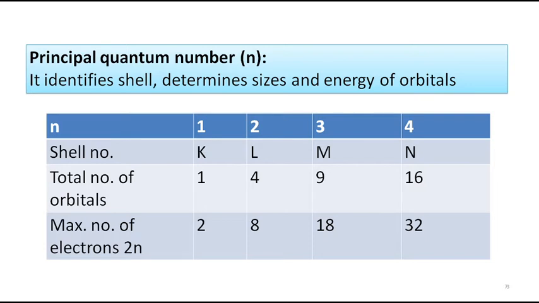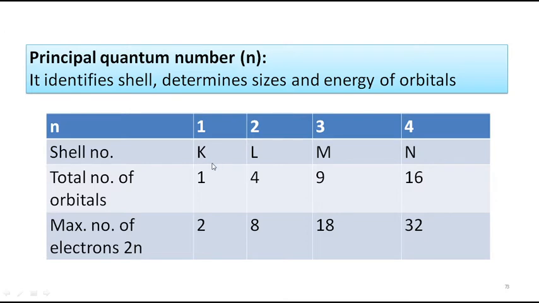So first coming to the principal quantum number. What is the symbol for principal quantum number? N, small n. It defines the shell, determines the size and the energy of the orbitals. Now you know the shells, is it not? You know the shells K, L, M and N.